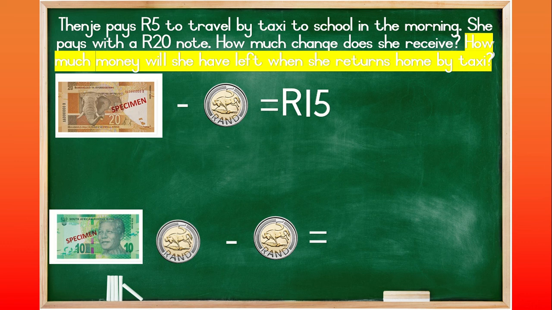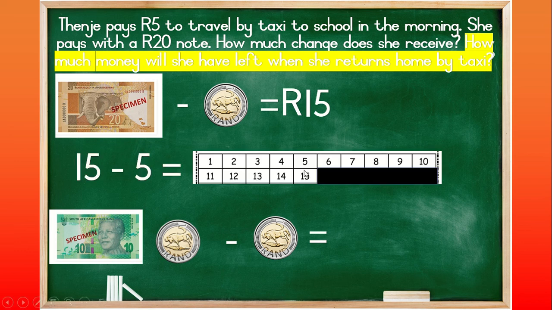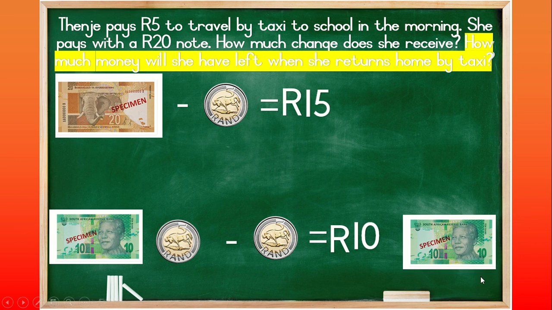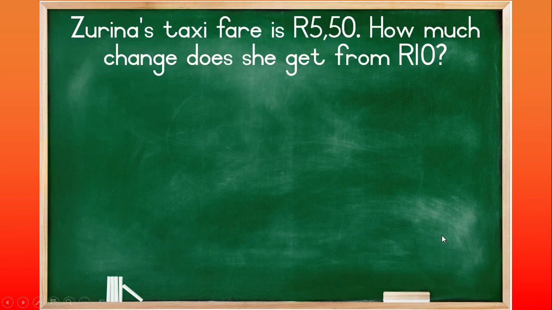Now let's pull up the number chart again. So 15 take away 5, we have 15 left. We have to take away another 5. 1, 2, 3, 4, 5. That means we are left with 10. 15 take away 5 equals 10. Now, if we work with money, can I just write 10? No, I need to remember my capital letter R. And how does 10 Rand look like? Just a 10 Rand banknote.